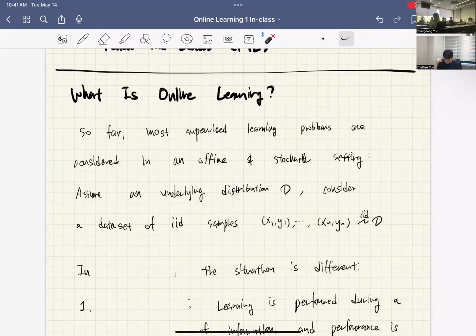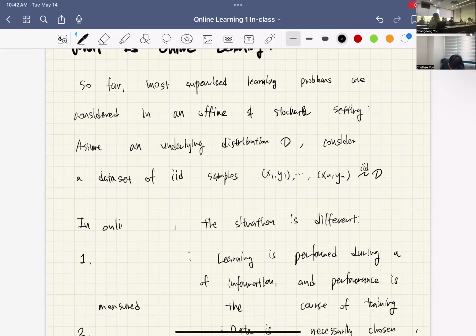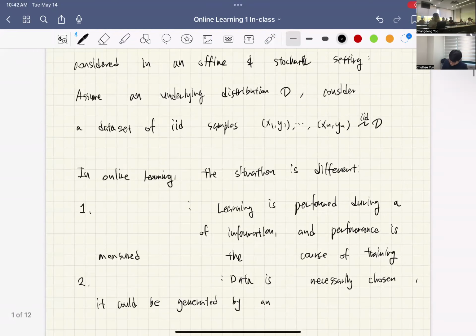But in online learning, things are a little different from this conventional supervised learning setting in at least two different ways. So in online learning, we want to solve a somewhat different type of learning problem with two key differences. First of all, the batch or offline setting is now converted to the online setting. So instead of collecting a finite number n of data points and then doing something, you actually do this learning in an online fashion. What I mean by online fashion is you have to keep learning in the presence of a continuous influx of information.